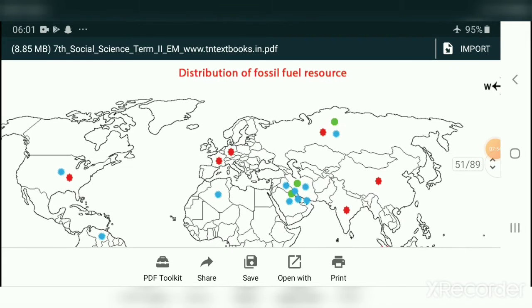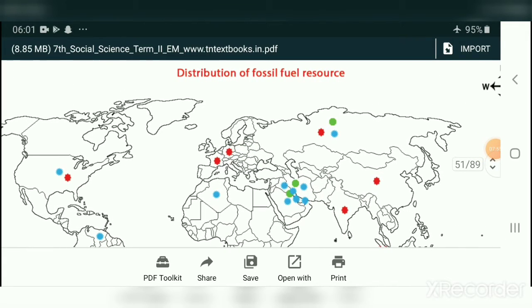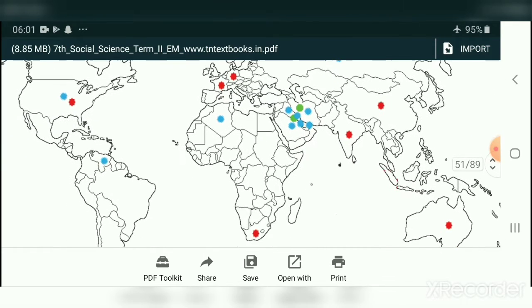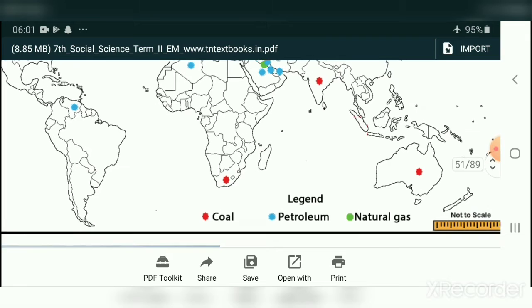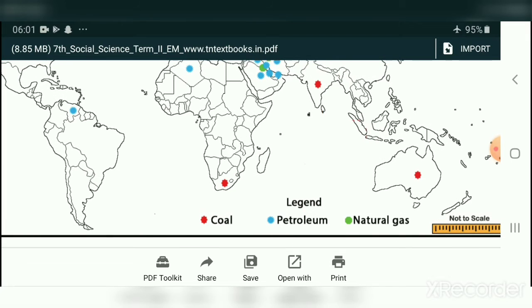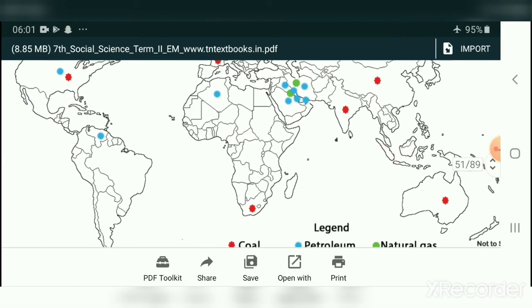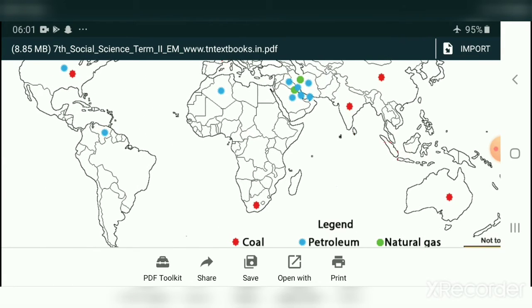Children, you see this map. In the world map, we have to mark the distribution of fossil fuel resources. You see that the red color bullet denotes the coal area. We can mark the coal area in India and South Africa. Petroleum is mostly found in the Arabian countries, Saudi Arabia, Persia, Iran, Iraq, like that. Petroleum and natural gas. You see that bullet?